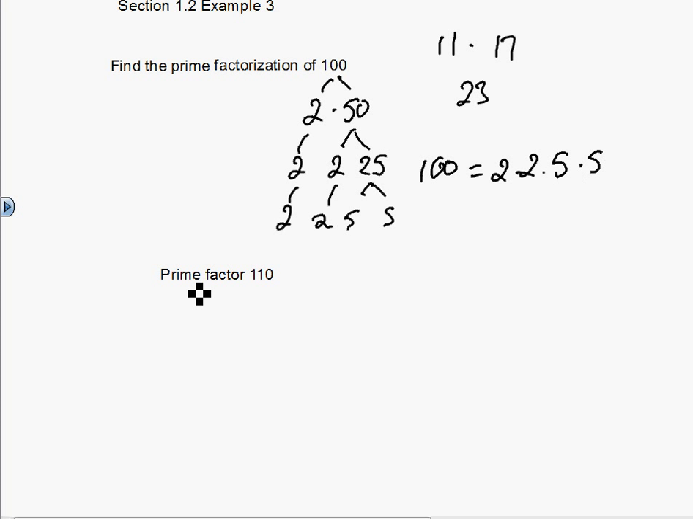So similarly, breaking down 110 might be something where you say, hey, that's 11 times 10. Okay, now the 11 is prime because that's all that we can do with 11. We can't break it down any further. But the 10, just like we've done in the past, the 10 is 2 times 5. So now I've got 11 times 2 times 5.